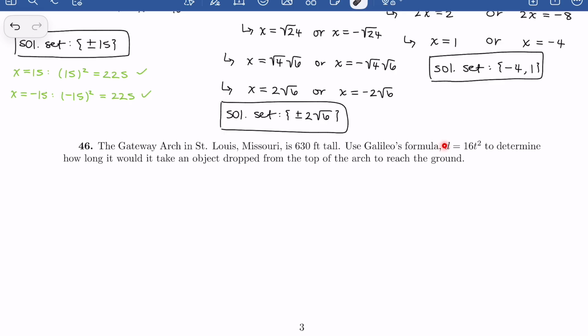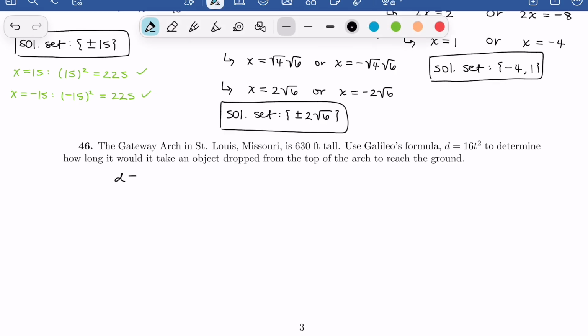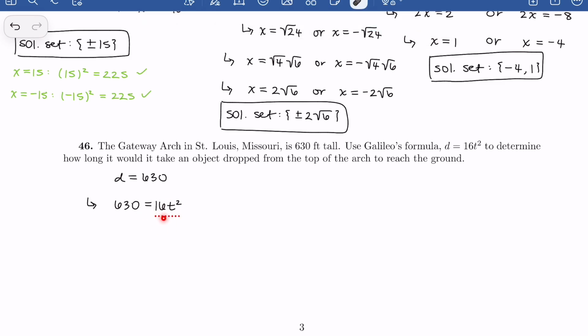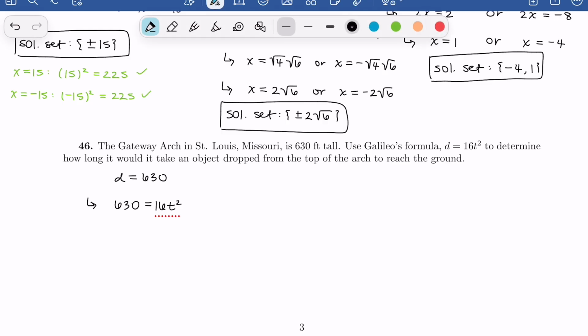So in this case, like I said, this formula is distance is equal to 16 times t squared, where t is time. So we're given a distance of 630 feet tall, and we want to figure out how long it would take. So our distance is equal to 630. We're going to plug that into our formula. 630 is equal to 16t squared. So now it just becomes a matter of solving for t. This is what we're asked to find. So we'll go ahead and do that.